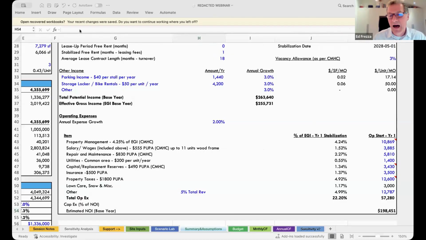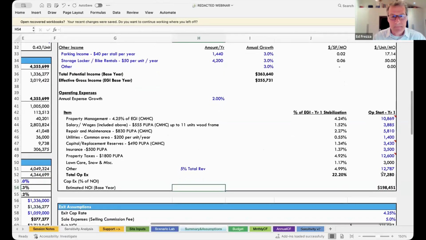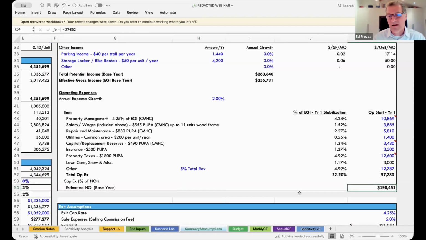And so after you subtract all the expenses, you come up with an NOI, a net operating income of 198,451 at the bottom. 198,451. So roughly 200 grand is what we can expect after stabilization with full lease up from the property.